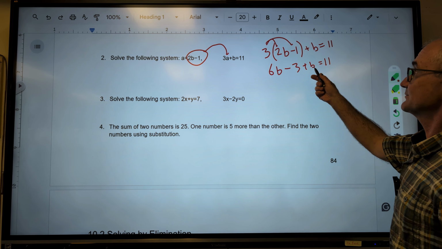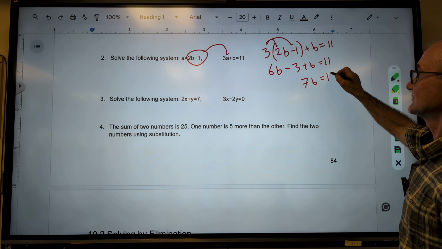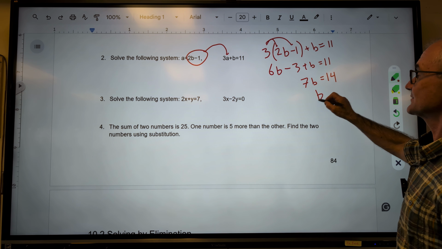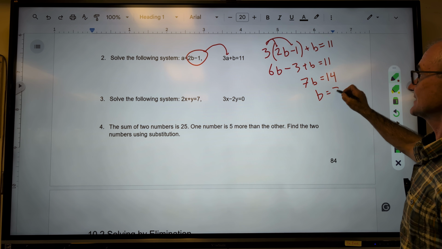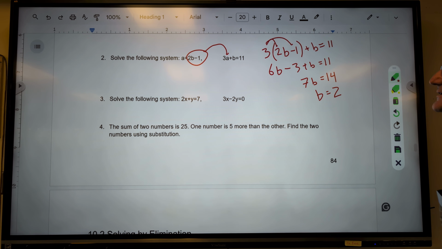6b plus 1b is 7b. I add 3 to both sides. 11 plus 3 is 14. Divide both sides by 7, and b is equal to 2.